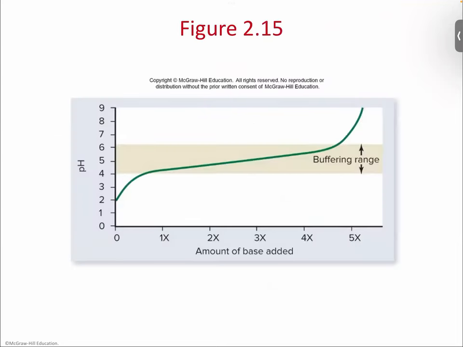Now, the reason why this is important is because of this. This is a graph where we take a look at the buffering range of a particular buffer, and we've calibrated this buffer to buffer between a pH of 4 and 6. So slightly acidic, but the reason why we buffer this range is because typically enzymes are active in specific pH ranges.